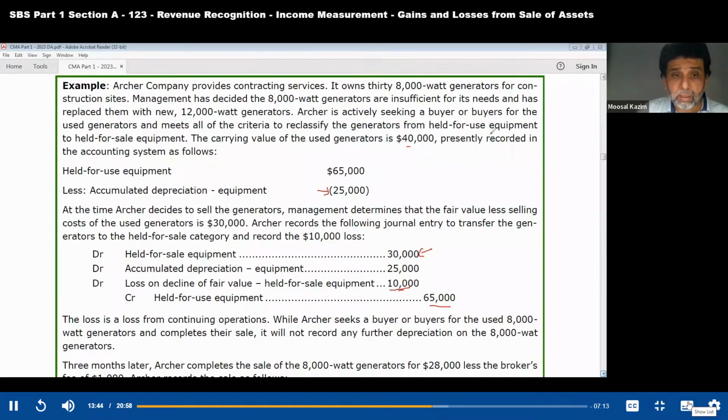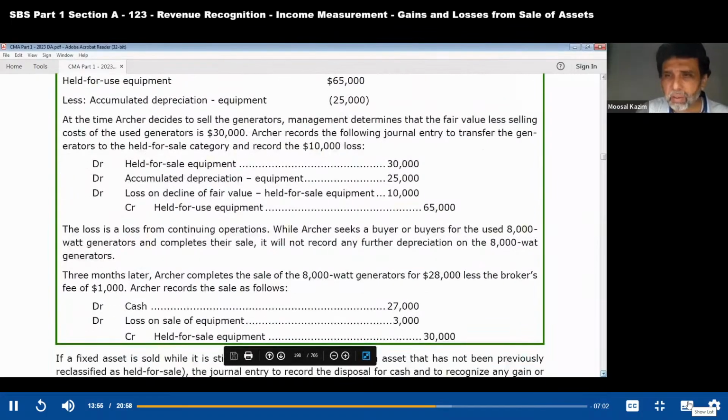And this loss is a loss from continuing operations. Don't confuse it with operating income. The gains and losses are a part of continuing operations. It's not a part of operating income.